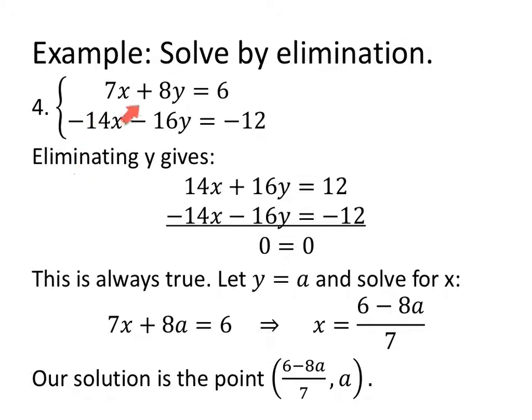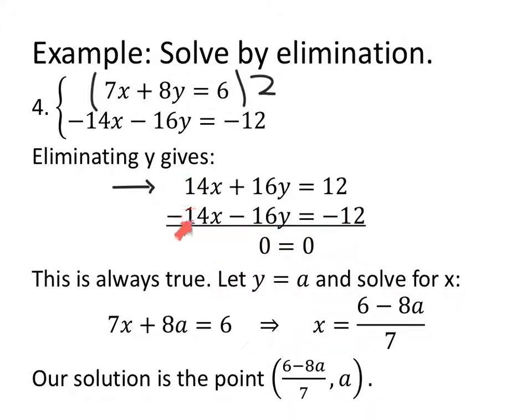If we have 7x plus 8y equals 6 and minus 14x minus 16y equals negative 12, I see the 7 and 14. Oh, that's pretty easy. I'm going to multiply the top equation, the whole equation, by 2. And I'll get 14x plus 16y equals 12. Negative 14x minus 16y equals negative 12.